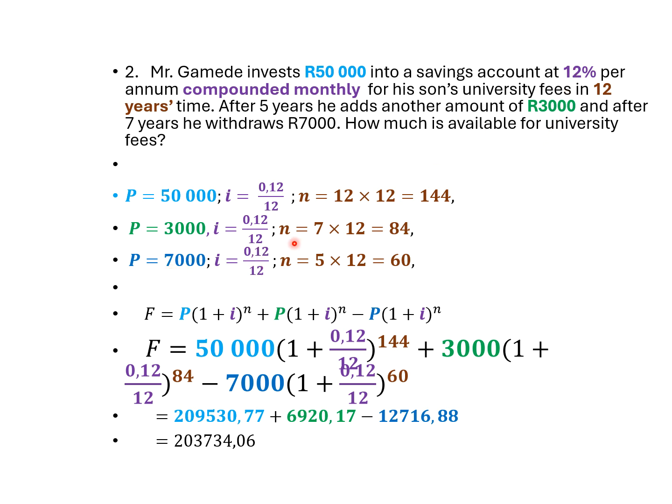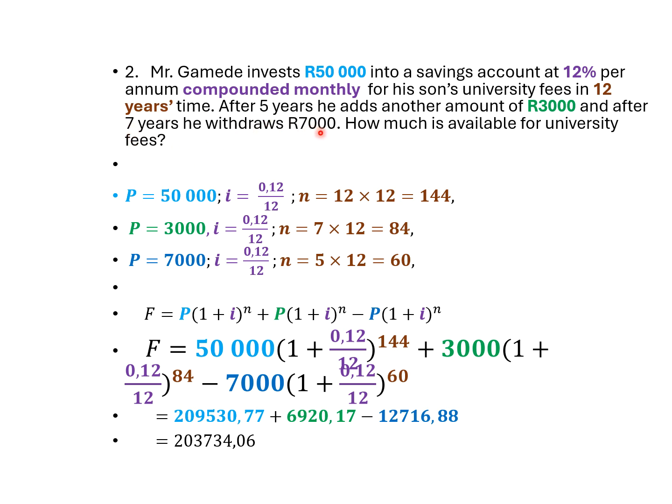Interest is still 0.12 over 12, but take note, he can only get interest for 7 years on that 7,000, right? So the last 5 years interest, that's added to the 50,000 there. Remember, that's added for the whole 12 years. So that last 5 years, he shouldn't be receiving interest. So we always remove that interest he shouldn't be receiving.